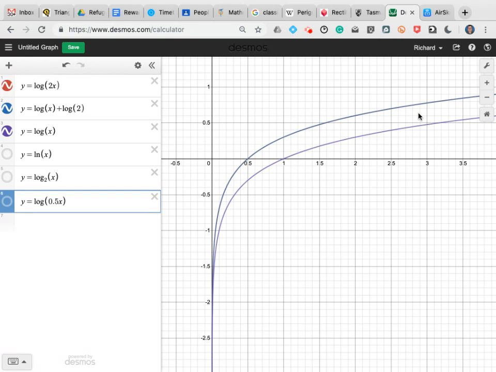After the graphing part of this unit, we will revisit these laws and make sure they make sense to you as to why they work. But graphically, can you see that's an example of it working right there?